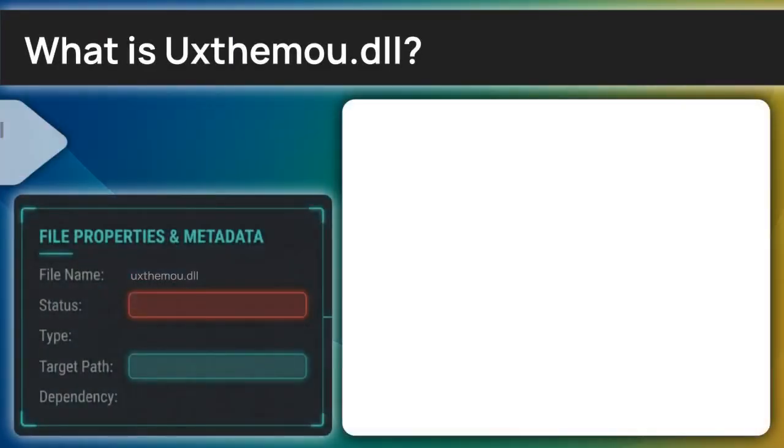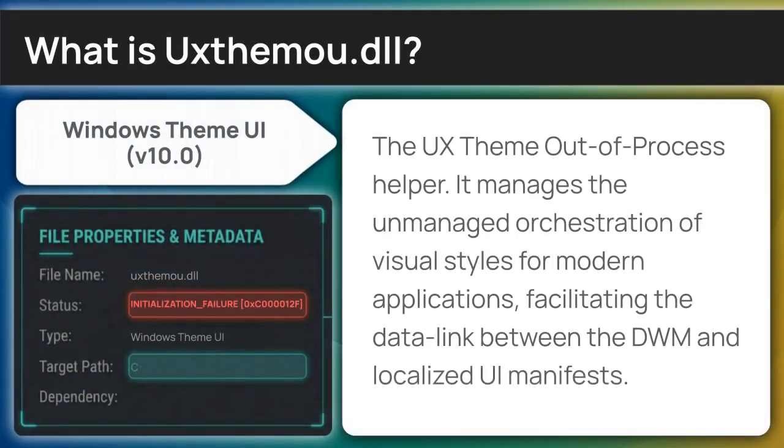This is the Uxthemou, the Uxtheme out-of-process helper. It manages the unmanaged orchestration of visual styles for modern applications, facilitating the data link between the DWM and localized UI manifests. Now that we've covered what the file does, let's jump into our first fix.